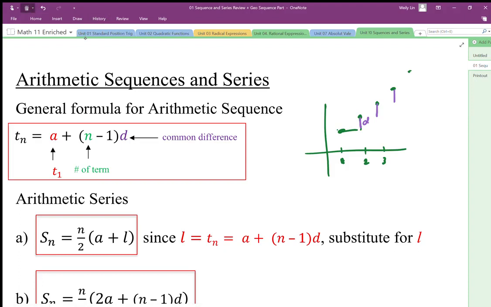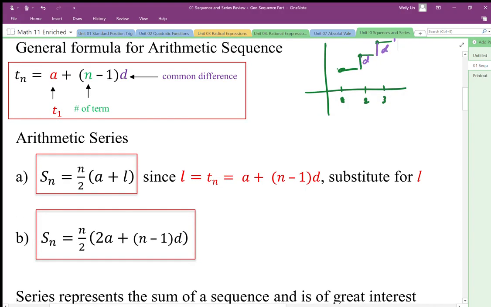So we can see that this is very similar to how linear functions work. We can see that this must be connected somehow to linear functions, which it is. And we can see that this would be the slope. This would be some starting point. So this arithmetic sequence can be modeled by a linear equation. And when we add up this sequence, we end up with a series.